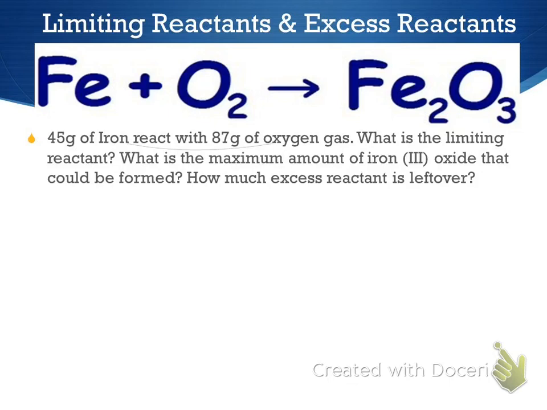Okay, 45 grams of iron react with 87 grams of oxygen gas. What's my limiting reactant? What's the maximum amount of iron oxide that could be formed? And how much excess? So you're answering 3 different questions here. So this problem is going to take quite a bit of work. So if you want to, jump to a new page or whatever, you're going to have 3 T-charts here. Just telling you off the bat.